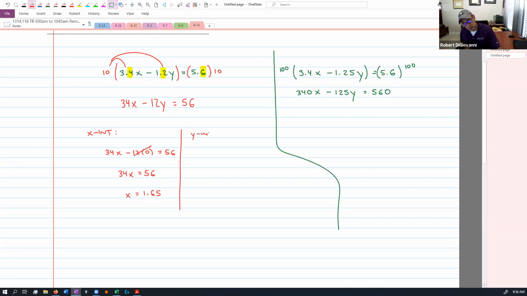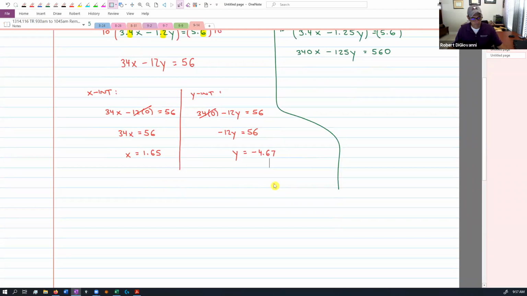For the y-intercept, I set x equal to 0. So I get 34 times 0 minus 12y equals 56. And that gives me negative 12y equals 56. And I divide 56 by negative 12. And I get y is negative 4.666. Hey, it happened again. I'm going to say negative 4.67. And remember, these are points. I forgot to put here 1.65, 0. And this one is 0, negative 4.67.